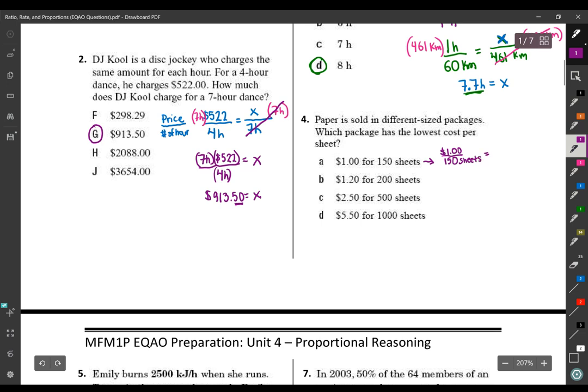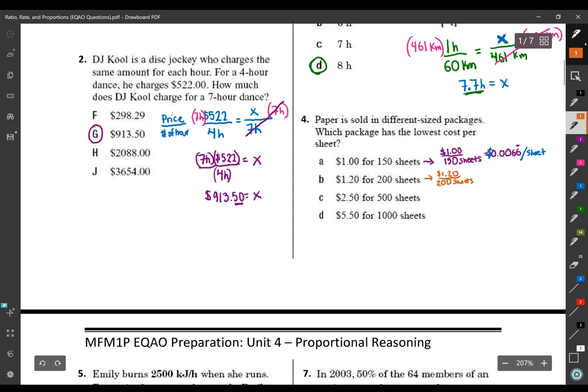the unit price is going to be, well, we do that division, 1 divided by 150, and we're going to get 0.0066 continuing. So when we continue, we can put a little bar because that means the 6 continues forever. Okay, and that is dollars per sheet. The unit is dollars per sheet. Okay, next let's do the second one for B. I'll use a different color here. So now we're going to do $1.20 for 200 sheets.